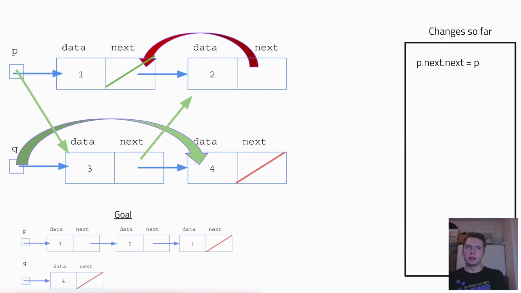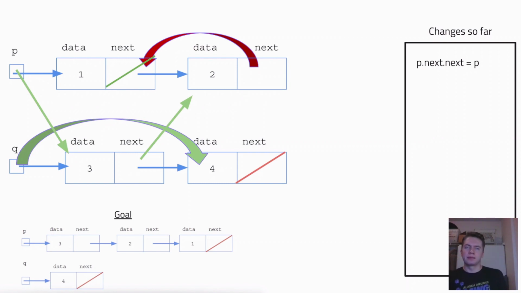We can't change p, as only one node points to the node p is pointing to. We can't change p.next. We can't change q, and we can't change q.next without losing any nodes. So there are no safe changes to make. But remember what our algorithm said: if there are no safe changes, we can make a temp variable.